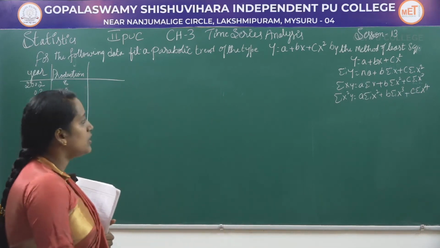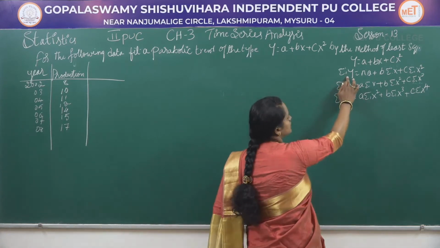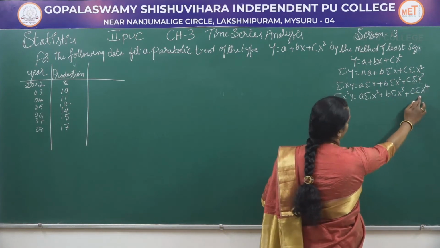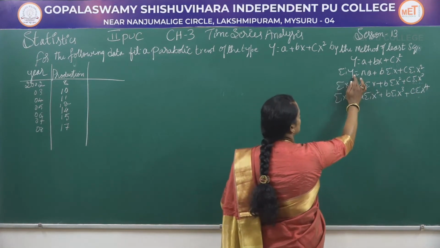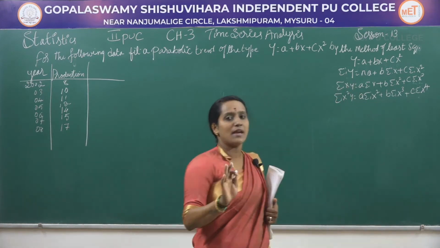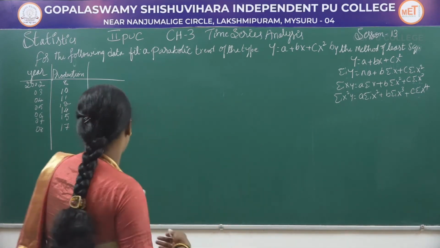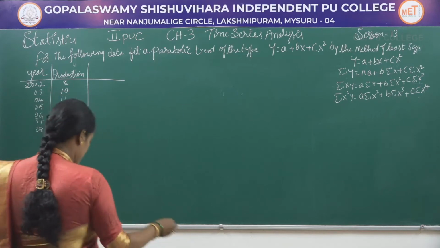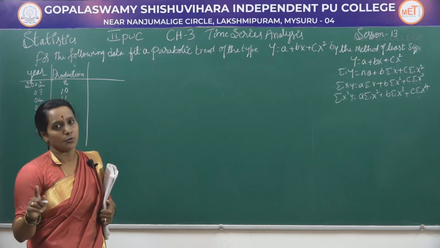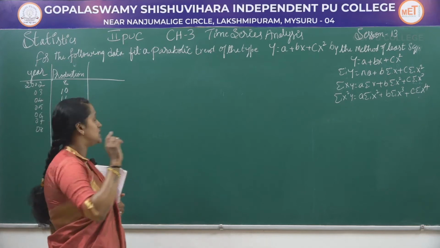Okay. So you just observe the normal equations. Here we want summation x, summation x square, summation x cube and x power 4. Similarly, summation y, summation x into y, summation x square into y. So first we have to complete the table to solve the normal equations. Again for this we have to make summation x equal to 0. If summation x becomes 0, summation x cube will also become 0.